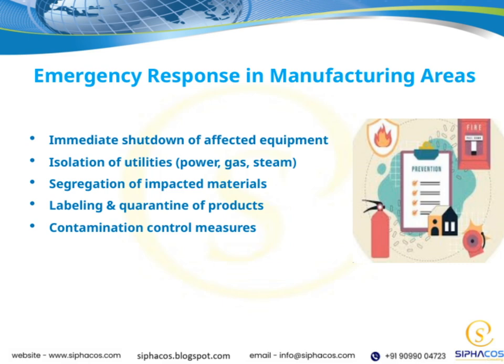Segregating impacted materials is also key. We want to ensure that any contaminated products or materials are separated from the rest of the production area to avoid cross-contamination. Along with that, labeling and quarantining these products is essential. Clearly marking them and keeping them isolated ensures everyone knows they are not to be used until they are properly assessed and cleared. Finally, implementing contamination control measures is vital.